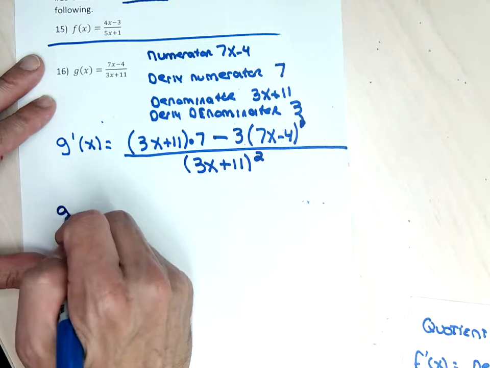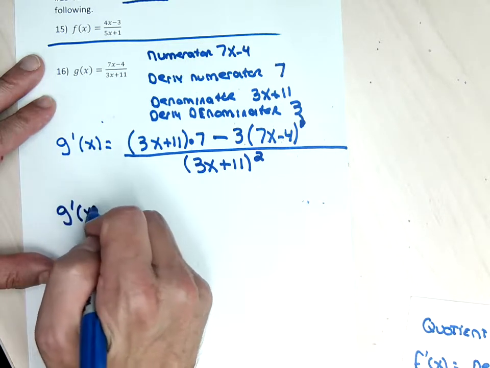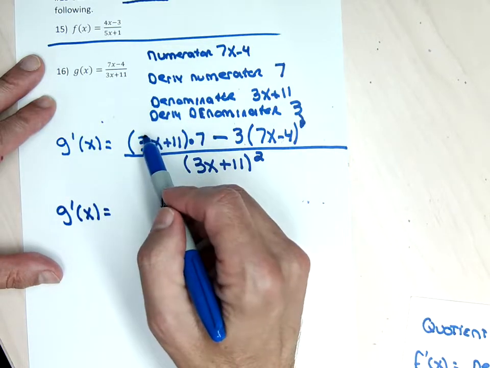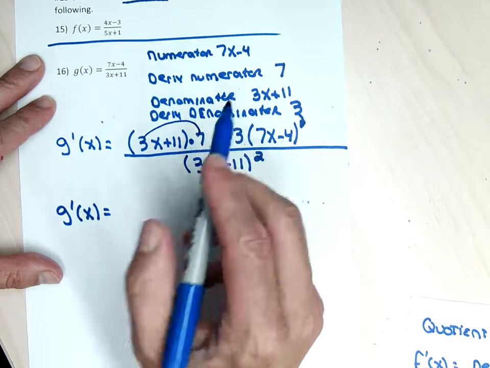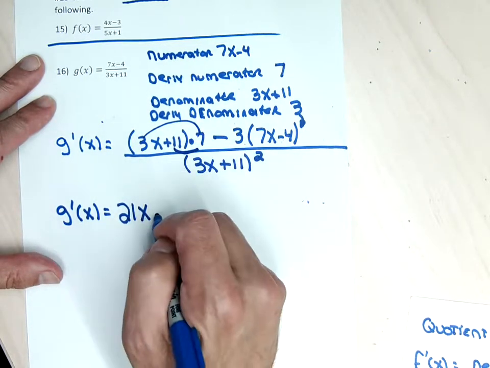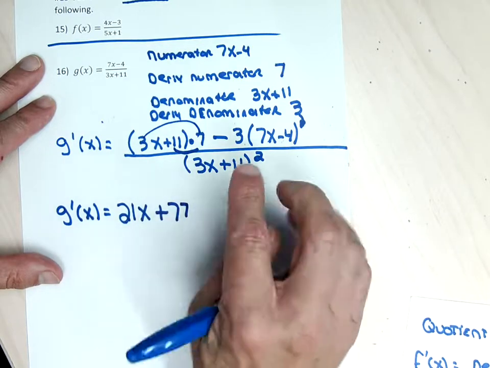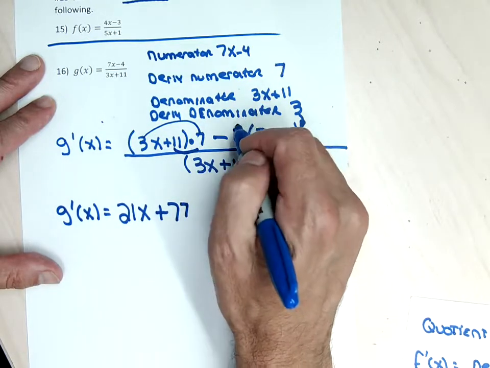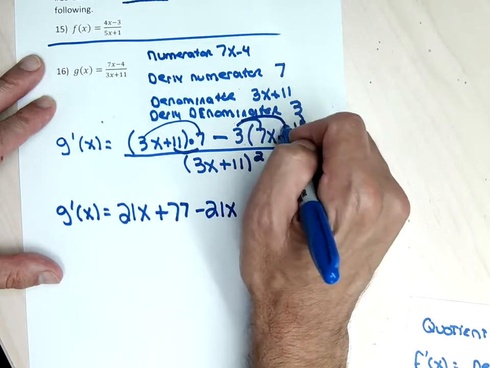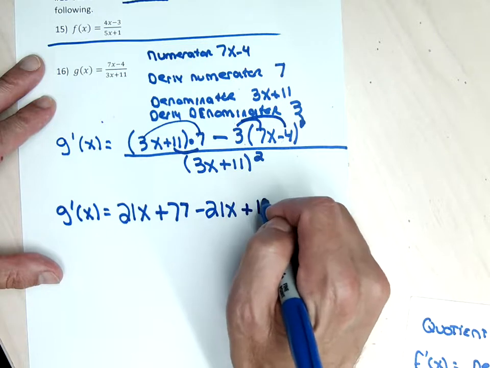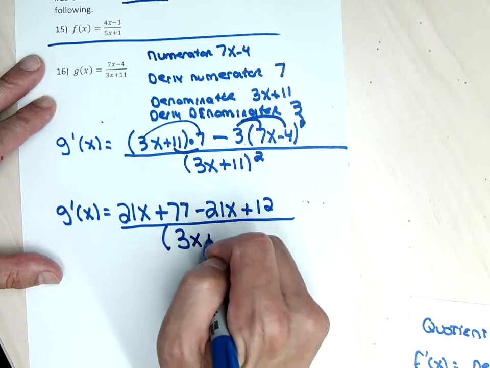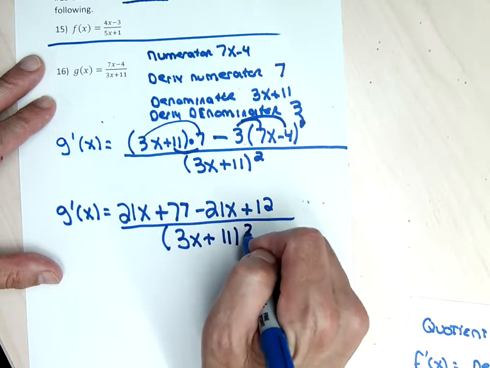I never FOIL out the denominator, but I usually combine like terms and FOIL out the parentheses in the numerator. So in the numerator, I'm going to clear the parentheses by going 3x times 7 and get a 21x, 11 times 7 and get plus 77, minus 3 times 7x and get a minus 21x, and minus 3 times minus 4 and get a plus 12. All over the quantity 3x plus 11 squared.